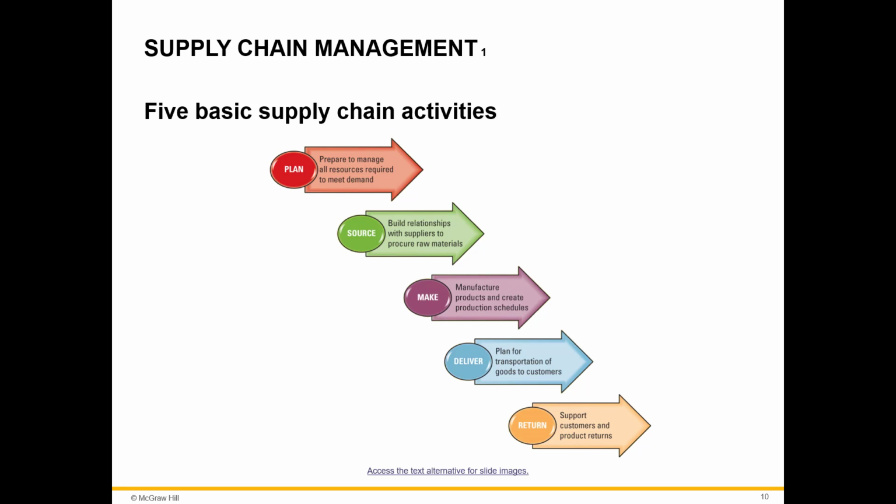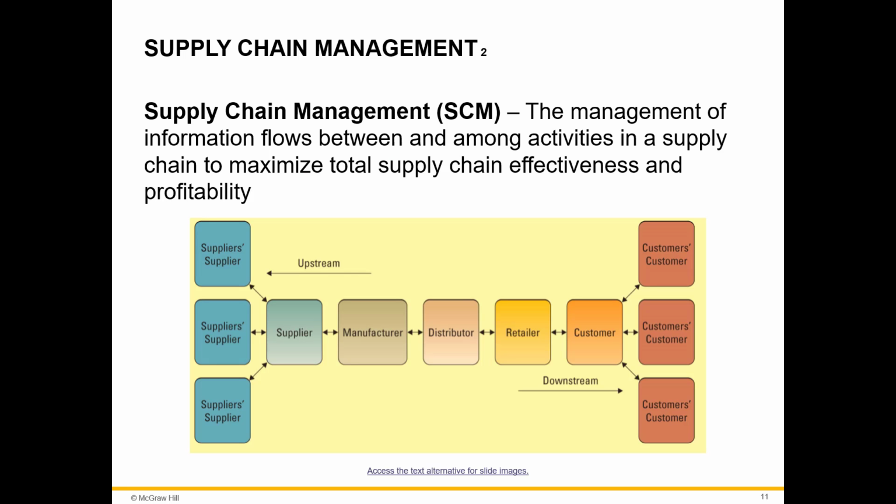A supply chain consists of all parties involved in obtaining raw materials. This picture shows the 5 basic supply chain activities a company must take to manufacture and distribute a product. A supply chain management system manages the information flow among these activities to maximize corporate profitability.